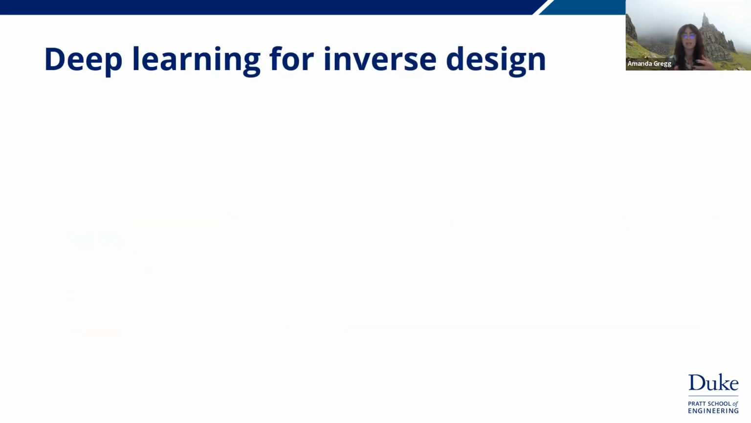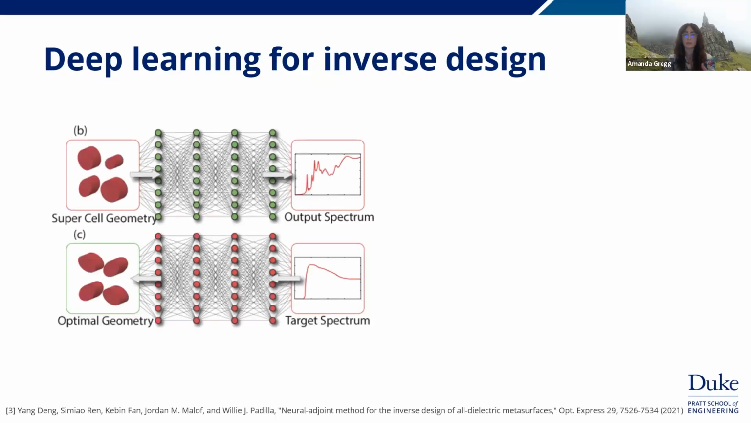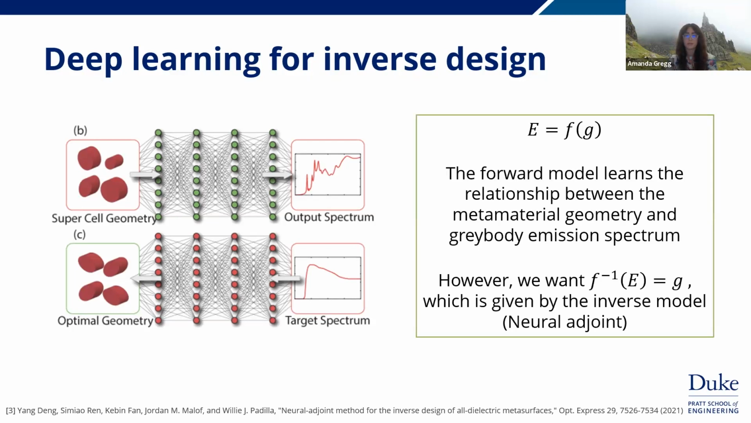We want to go about designing the geometry. Since this space is so huge, we cannot possibly simulate all possible designs. So we have to employ machine learning, which we do in the form of deep neural networks. This starts with the forward model, which, shown by this first equation here, learns the relationship between the geometry and output spectrum based on a training data set of simulation data. Once this model has been trained, we fix it and we provide it the target spectrum and allow it to predict a geometry. This is the inverse problem, and this is really what we want from our neural network.